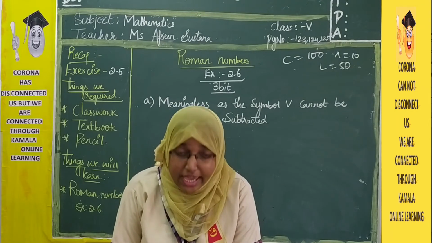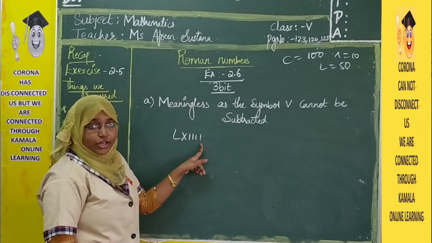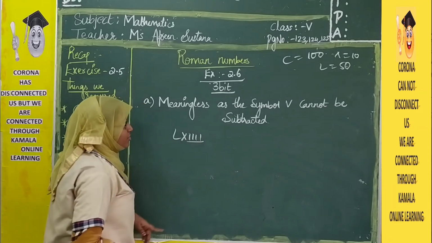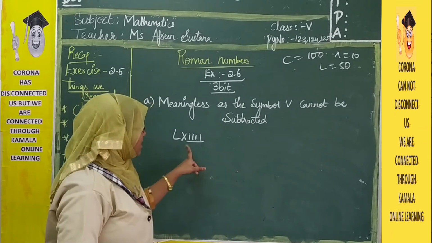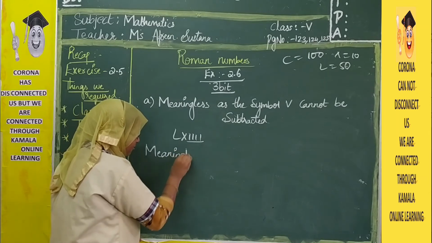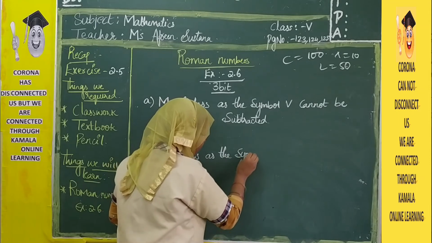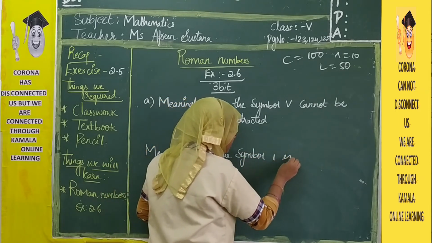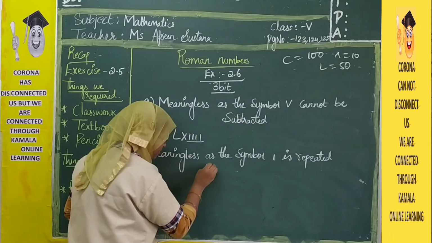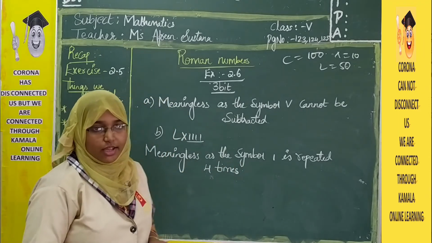Next, D, LXXXX. See here the symbol is repeated 4 times. We said the symbol should not repeat more than 3 times. So as this is repeating 4 times, it is meaningless. Meaningless as the symbol X is repeated 4 times. That is the reason this is meaningless.